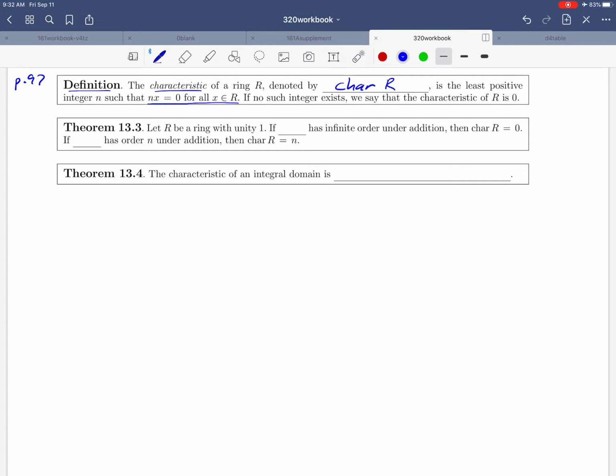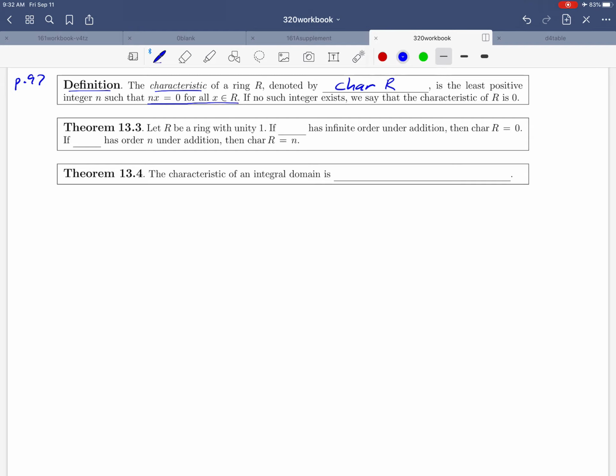Just to give you an example of characteristic, we'll look at some specific examples in a minute, but let's say that I tell you that the characteristic of a ring is 5. What that would be saying is that if you take every element in your ring and write down 5 copies of it and add those 5 copies together, you're going to get 0 every single time. And 5 is the least number for which that works. That's what we mean by characteristic.